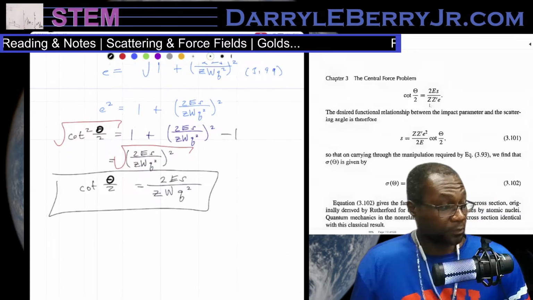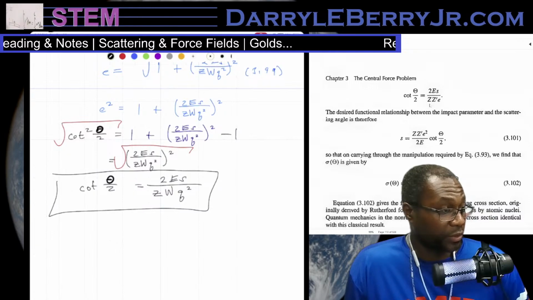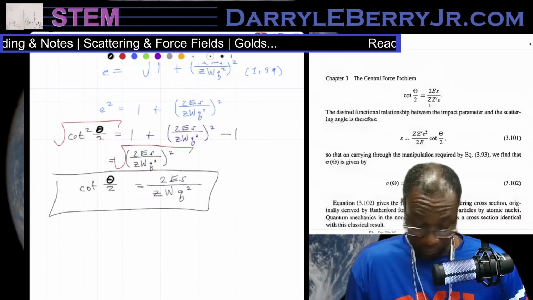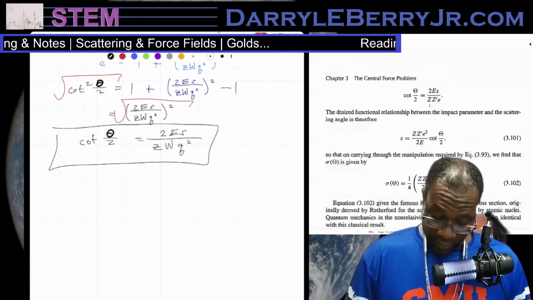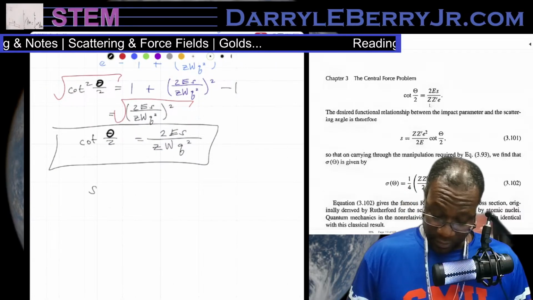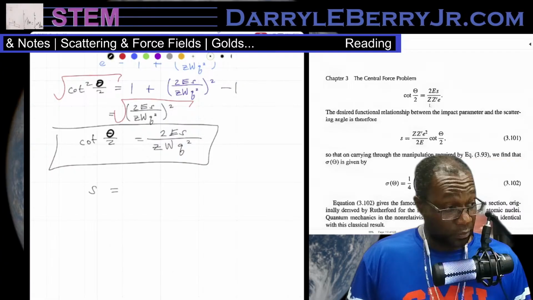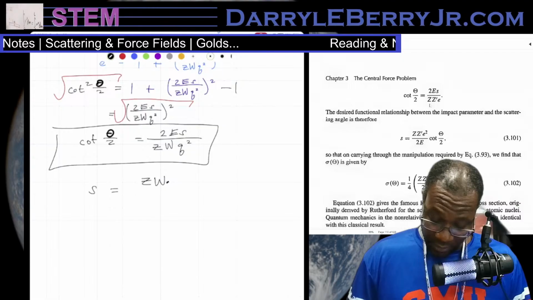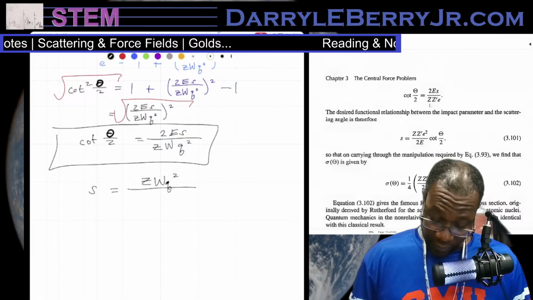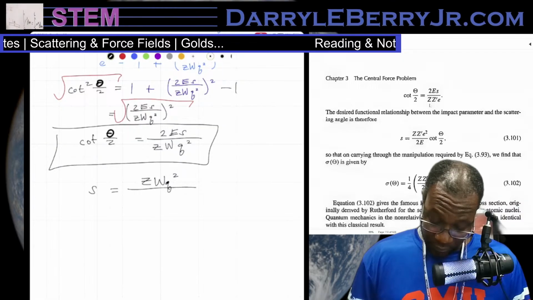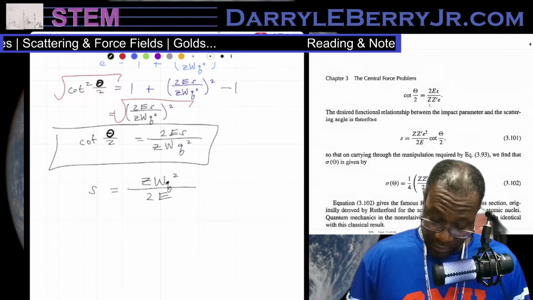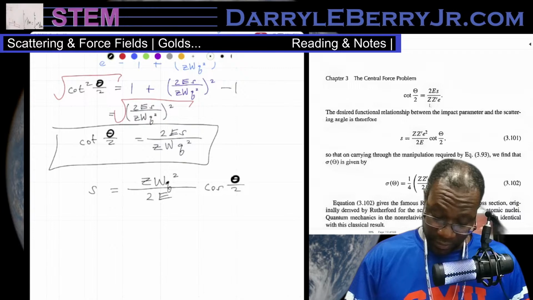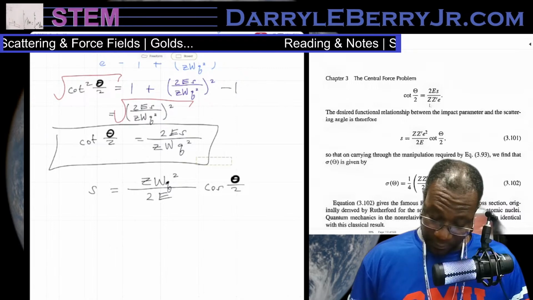So the desired functional relationship between the impact parameter and the scattering angle is therefore, S, maybe that's the wrong one to copy. S equals ZW Q squared over 2E cotangent big theta over 2. So this is the one that we need to box.